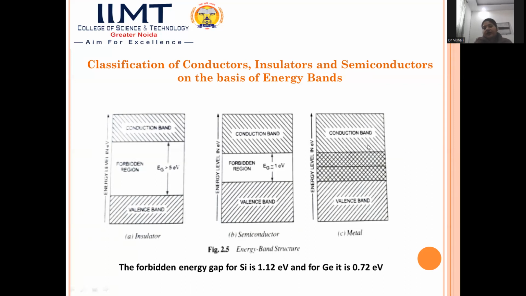That is why it is easy for the electron to become a free electron, and the larger the number of free electrons, the larger the conductivity. So that is why metals are very good conductors of electricity.